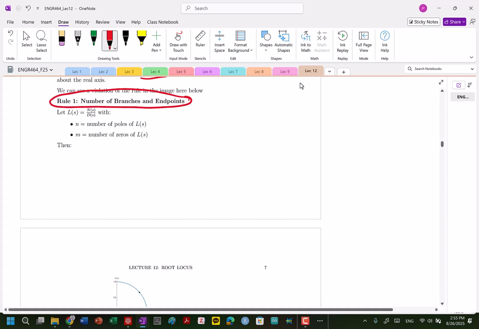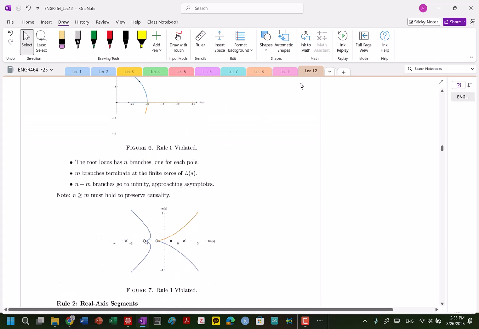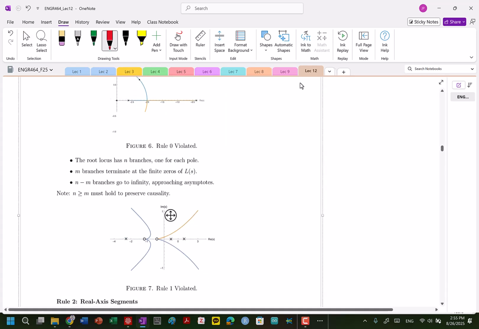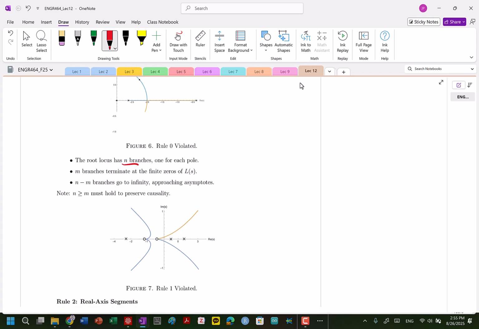Rule 1, the number of branches and the endpoints. We have our function L of S, a numerator over a denominator. The number of poles, n, is the order of the denominator, and the number of zeros is going to be our m here. So the root locus will have n branches, one for each pole.